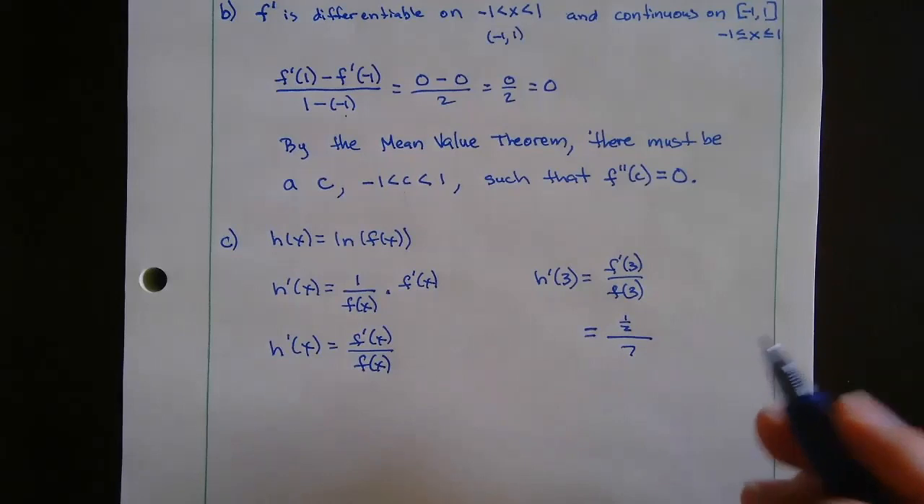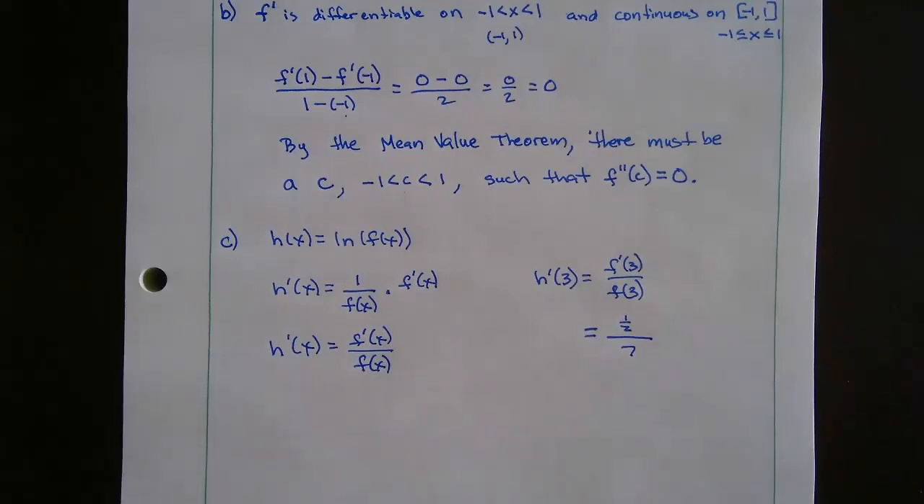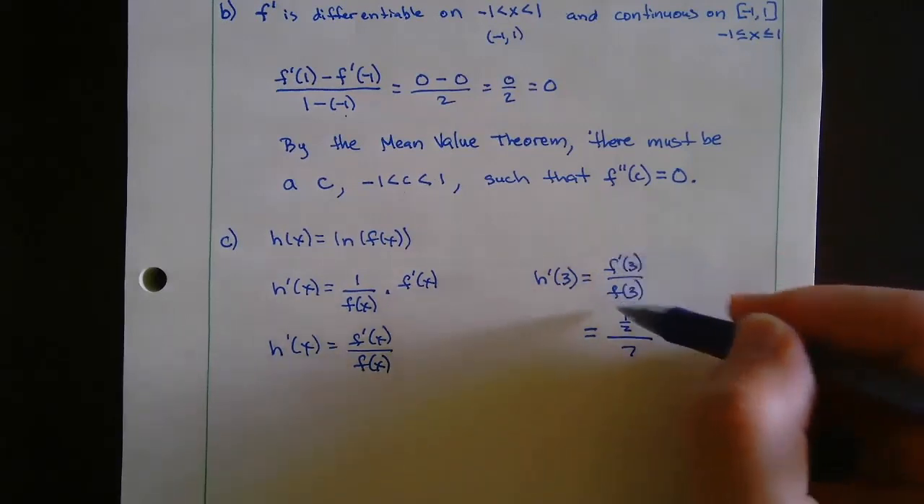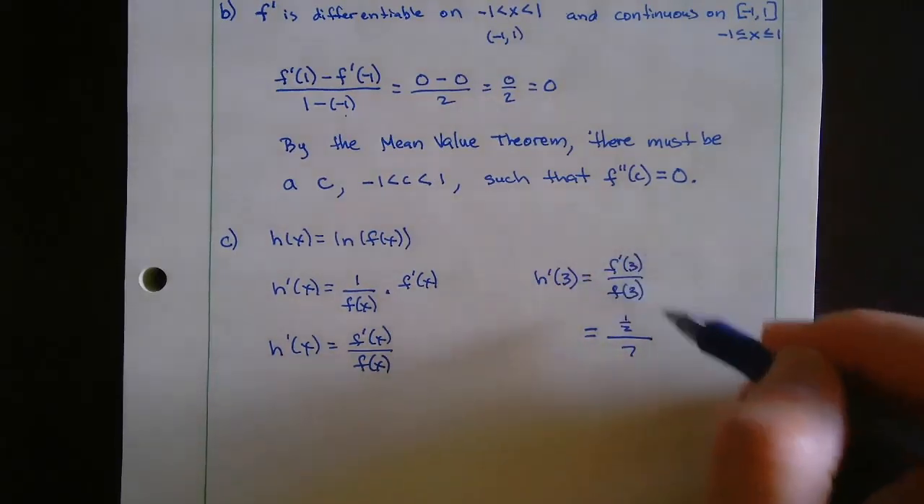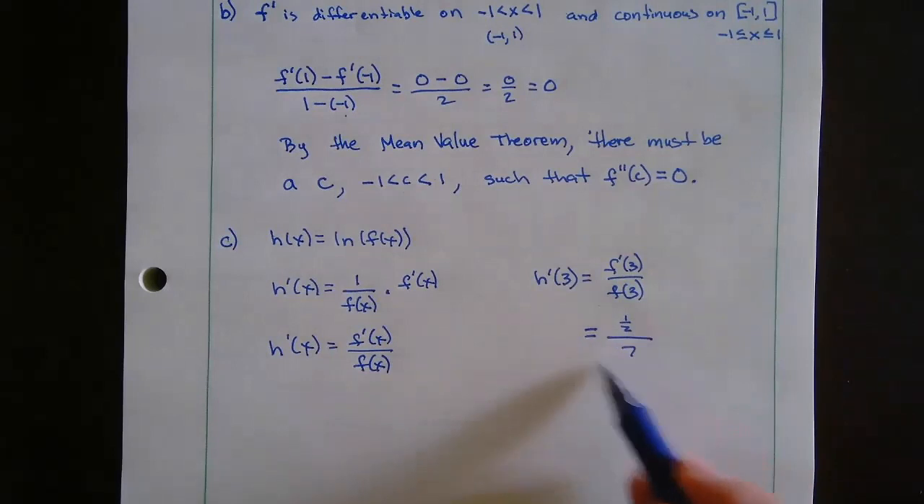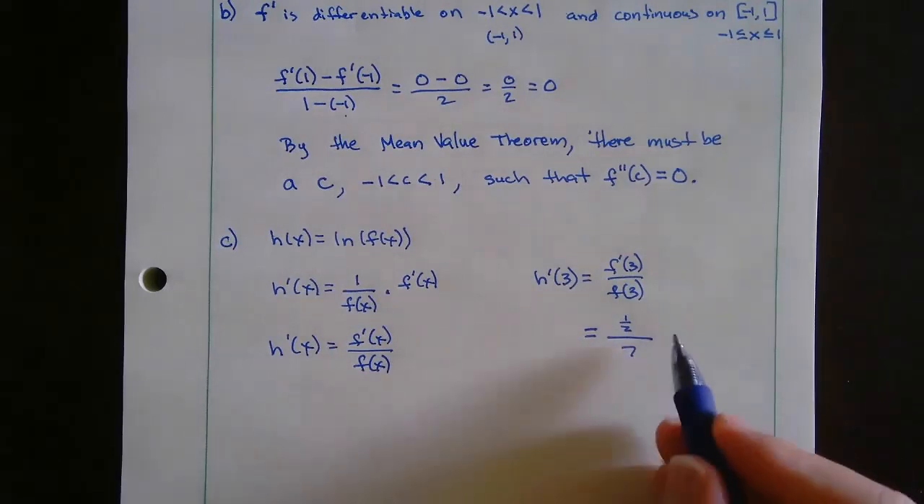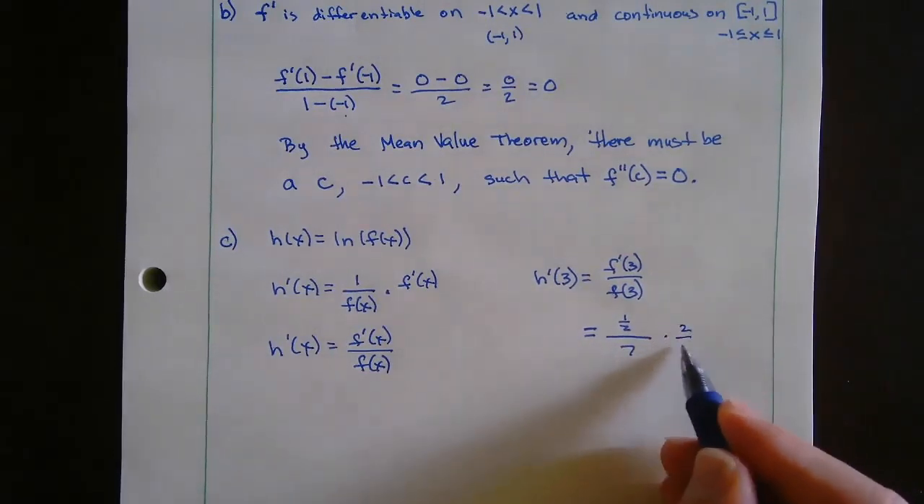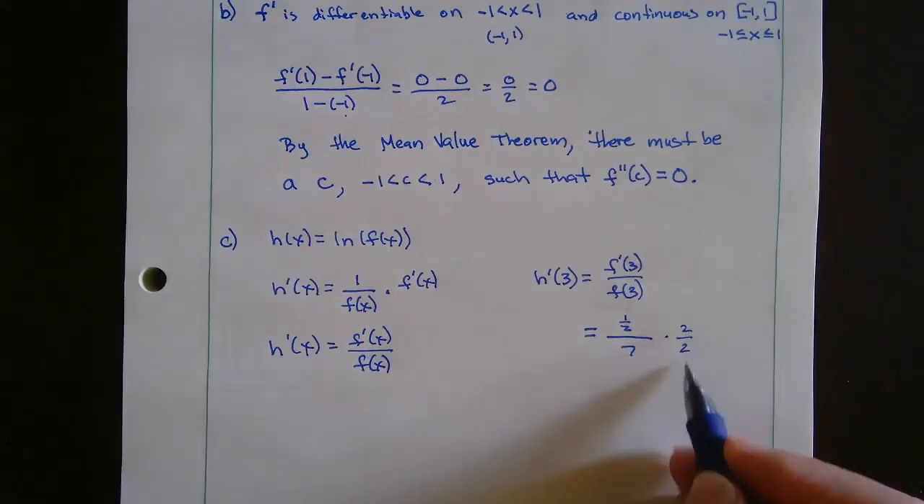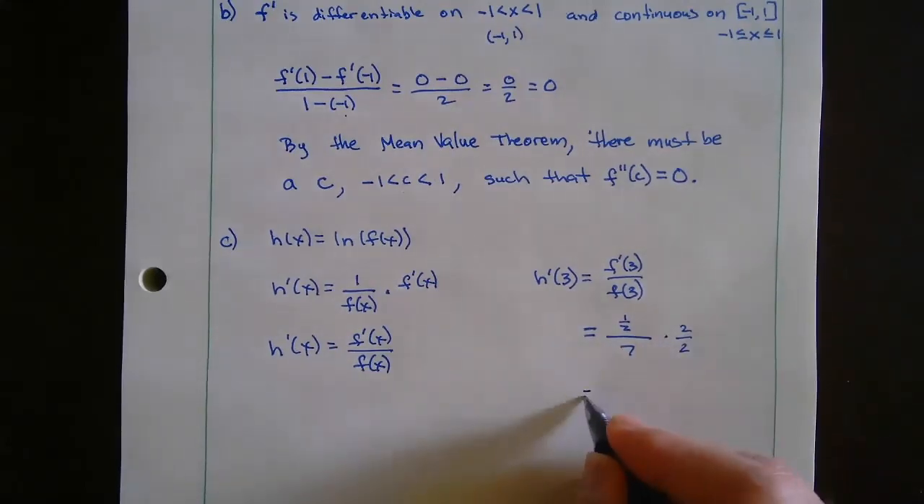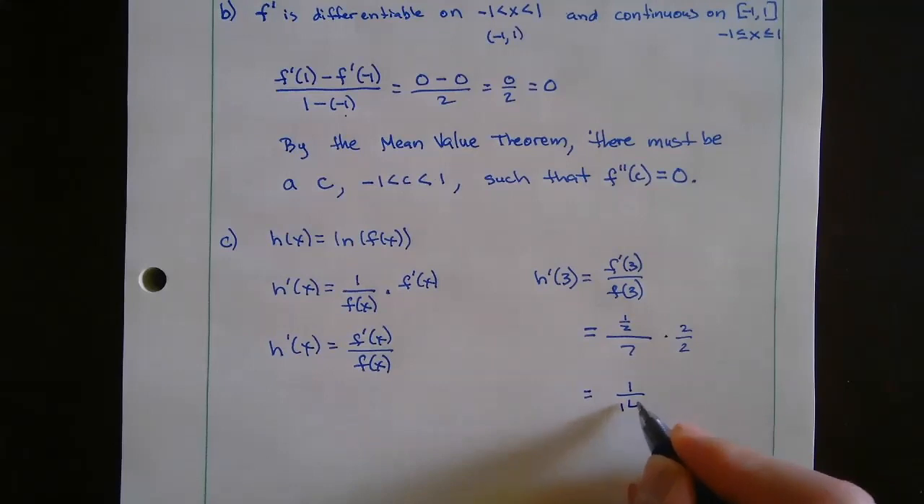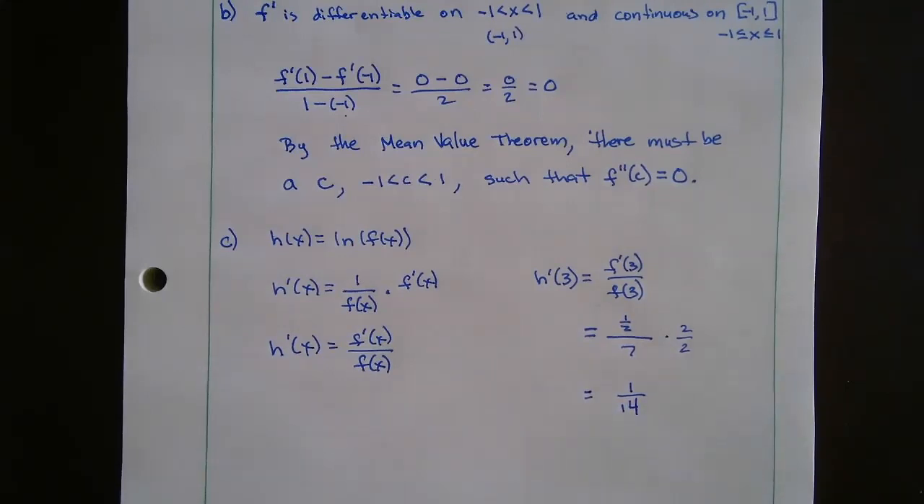So it's a complex fraction, and you can't leave your answer like this because it's not a numeric answer yet. So you've got to get it to the numeric answer. I would multiply top and bottom by 2, because this is a version of 1, and we would get 1 over 14. So h prime of 3 is 1/14. Okay, that's it. Done with part C.